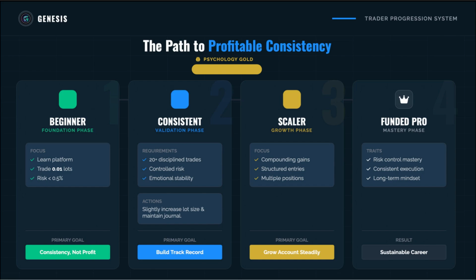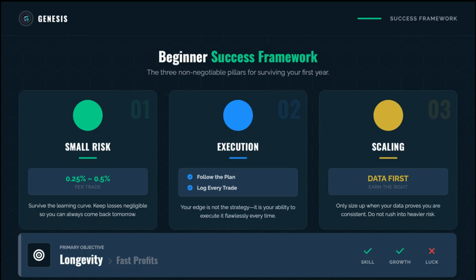Phase 4 is funded pro. That means risk control is second nature, execution is consistent, and you think long term. Result: sustainability. Not just a lucky week. This is the beginner survival formula. 3 pillars. Number 1, small risk. You stay at 0.25% to 0.5% per trade. This is how you survive the learning curve. You keep losses small so you can come back tomorrow.